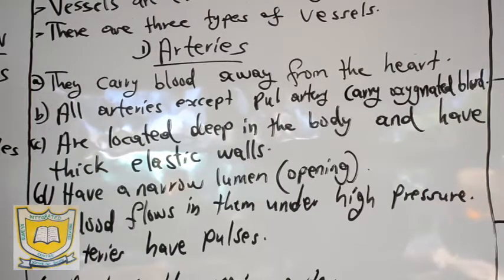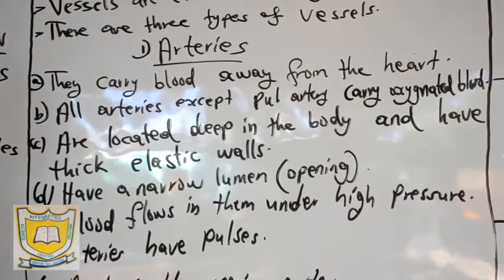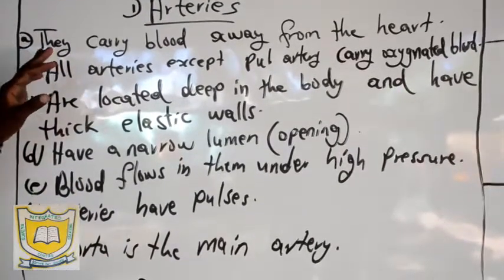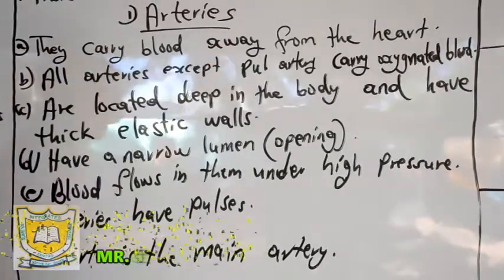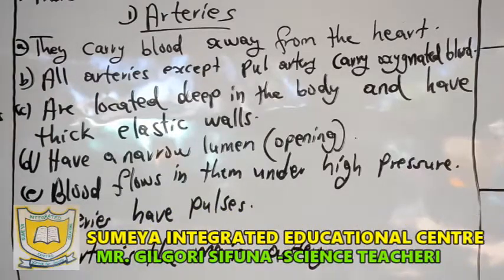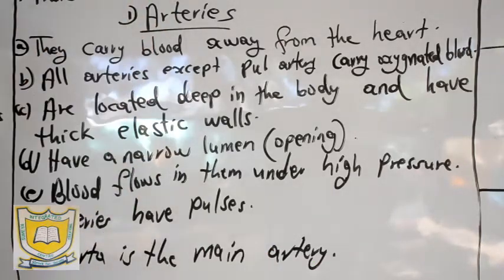What is the structure of arteries, and what is their function, and also the characteristics? Now these are the characteristics of arteries. When we talk of the arteries, we say arteries are blood vessels that carry blood away from the heart. You understand, the heart is the one that pumps blood to other parts of the body. So the arteries carry blood from the heart to other parts of the body.